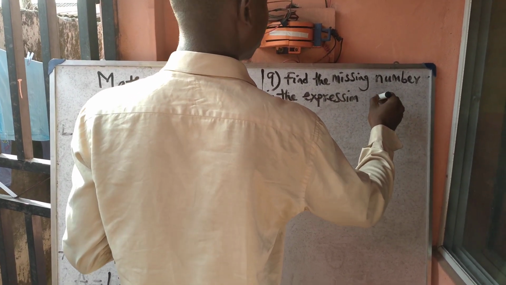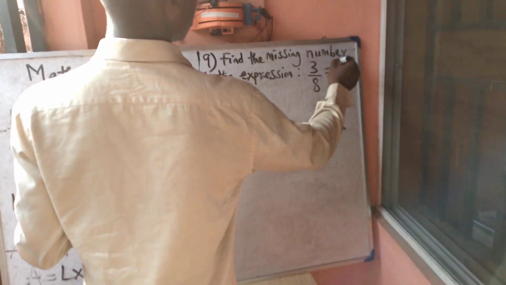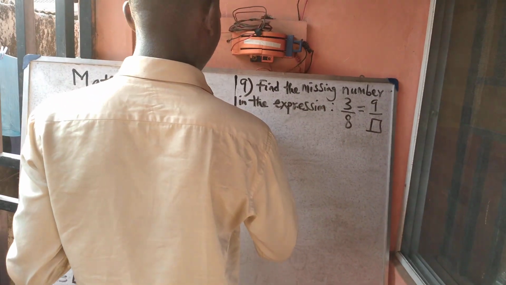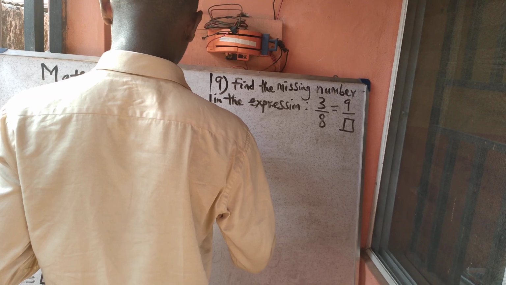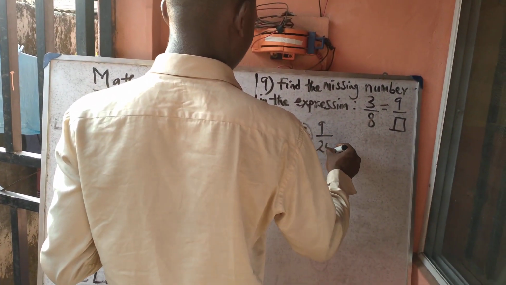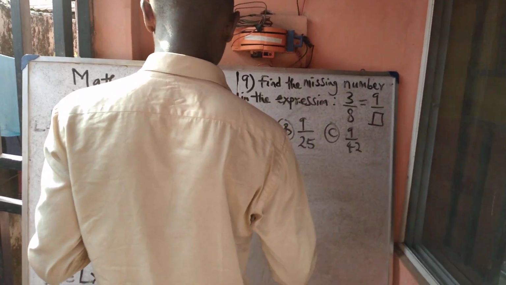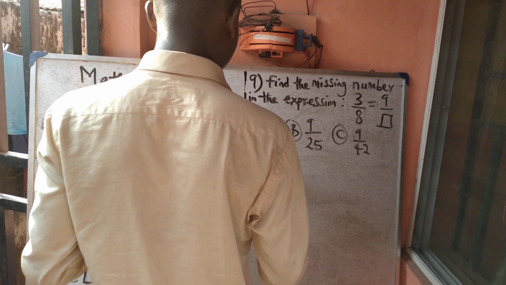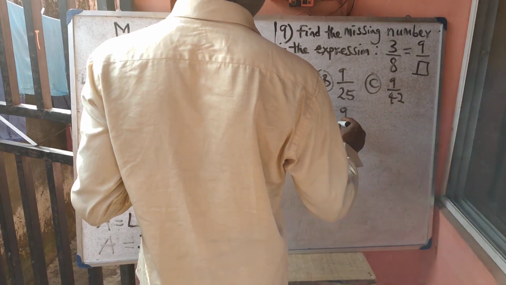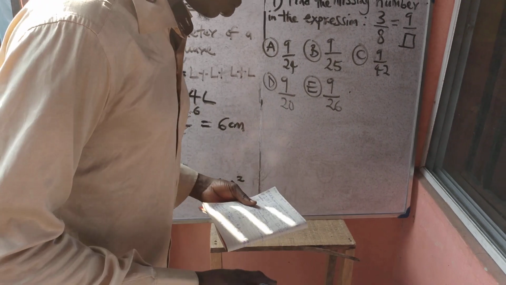The expression is 3 over 8 equal to 9 over an empty box. So option A, you have 9 over 24. Option B, you have 9 over 25. Option C, you have 9 over 42. Option D, you have 9 over 20. And option E, you have 9 over 26. Okay, let's solve that question.